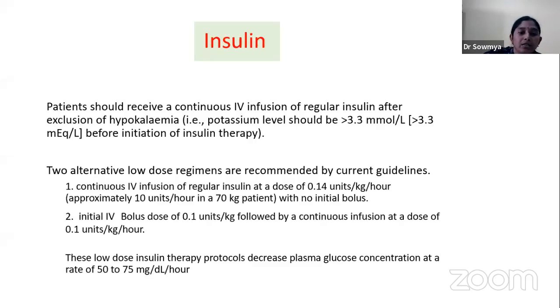What are the low dose regimens? One is a continuous IV infusion. Here we are not giving any bolus. Directly we are starting 0.14 units per kg per hour. And another regimen is first we give a bolus dose of 0.1 units per kg, followed by a continuous infusion at a dose of 0.1 units per kg per hour. These protocols usually decrease the plasma glucose at the rate of 50 to 75 milligrams per deciliter per hour.